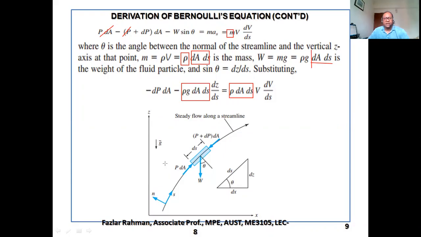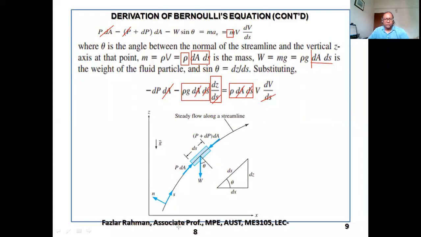And this sine theta equals dz by ds. That we put over here. Now you see everywhere there is dA, so dA will cancel out. This will cancel out. This dA will cancel out. Then the ds out, this ds out. So dp minus rho g dz equals v into dv into rho over here.